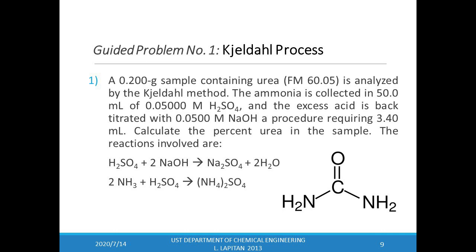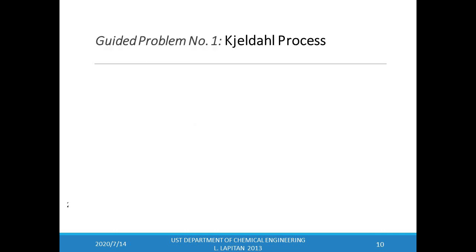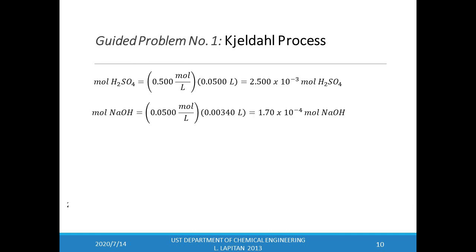So you're given here the reactions involved in the problem. Alright, so you should realize that this is a simple back titration problem. The first thing we can do here is to determine the total moles of the acid by multiplying the concentration of the acid to its volume. The total moles of the base can also be calculated by multiplying the concentration of the base to its volume.